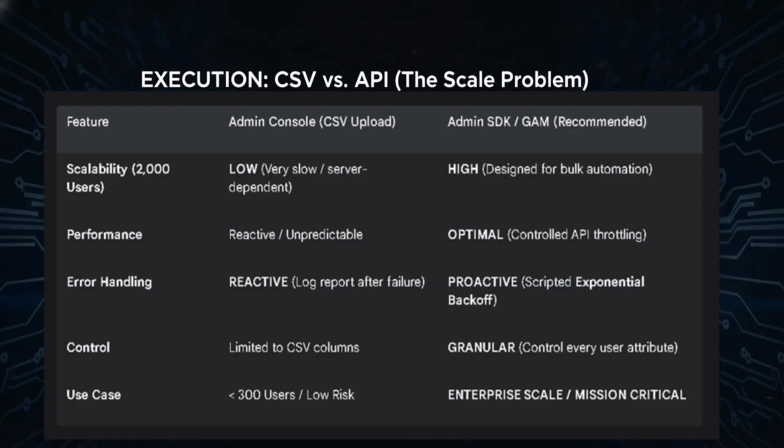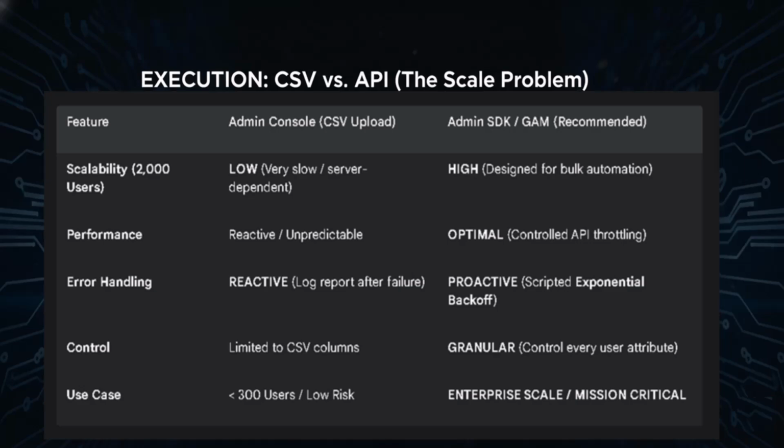Now we prepare Phase 2, the execution. This is where most large projects fail. The question is, how do you update 2,000 users in a single day? You have two options, and only one is professional for this scale.